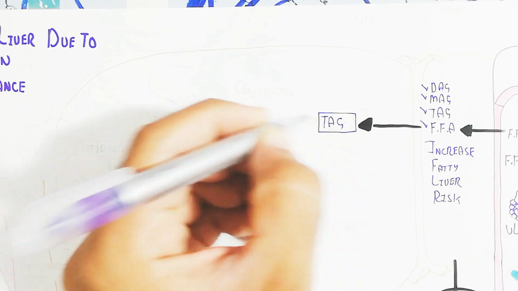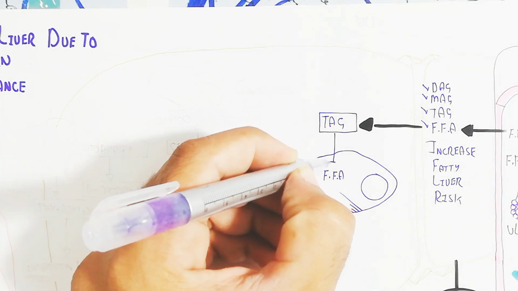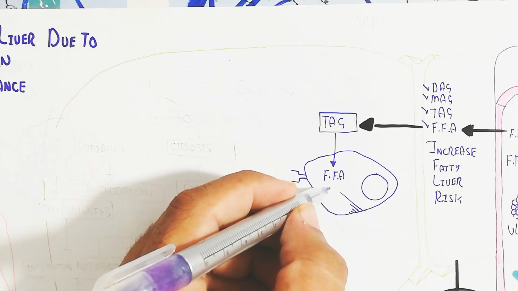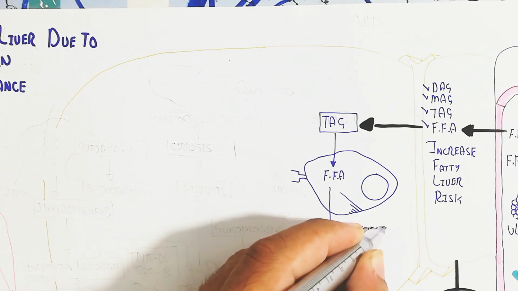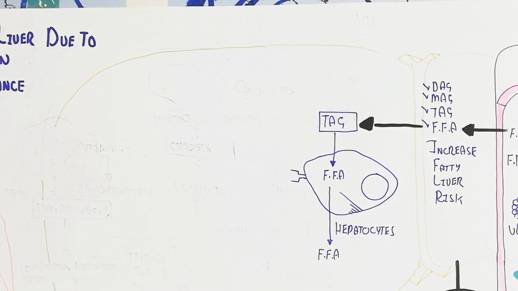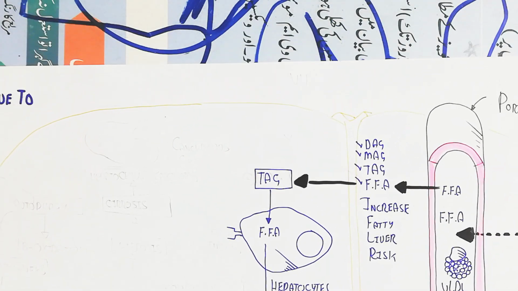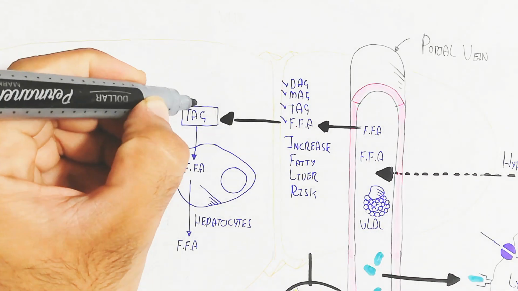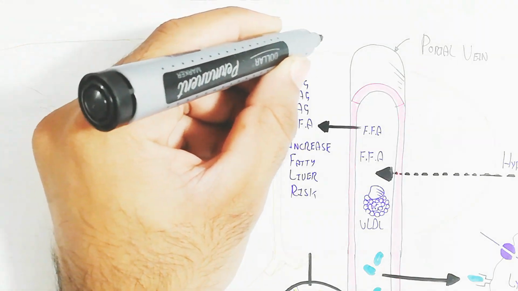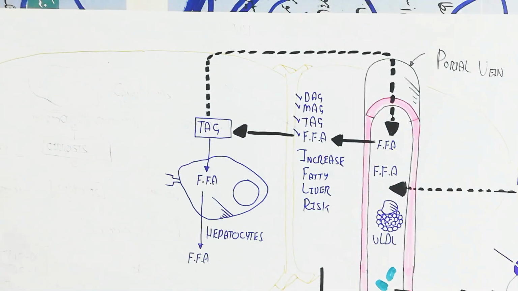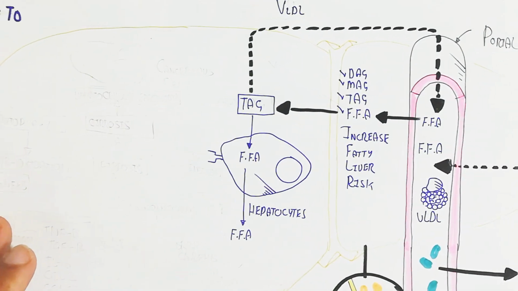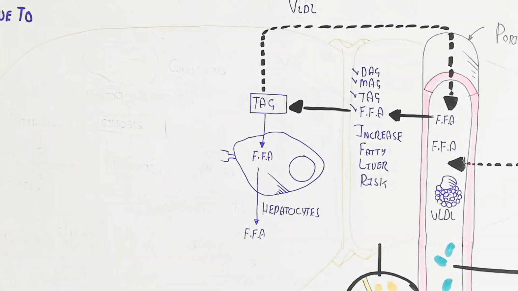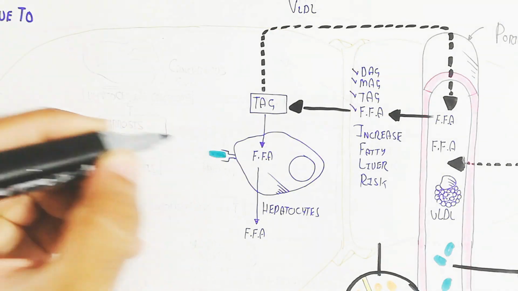So after this, the triacylglycerol will enter into the liver, into the hepatocyte, as a free fatty acid. The free fatty acid leads to de novo lipogenesis in the liver, causing fatty liver. On the other hand, the very low density lipoprotein will again enter and circulate, containing free fatty acid also, and it is used for beta oxidation as well as other processes.